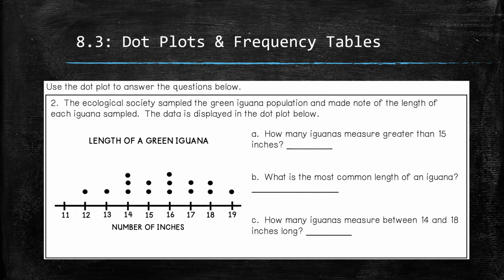Now we're going to take our dot plot and answer questions, kind of like what we did in lesson 2, but a little bit more detailed. The Ecological Society sampled the green iguana population and made note of the lengths of each iguana sampled. And then they made this lovely little visual data display of a dot plot. And it says here, how many iguanas measured greater than 15? So I'm not including 15, I'm saying greater than 15. So that would be 16 and on. And I can easily count 1, 2, 3, 4, 5, 6, 7, 8.